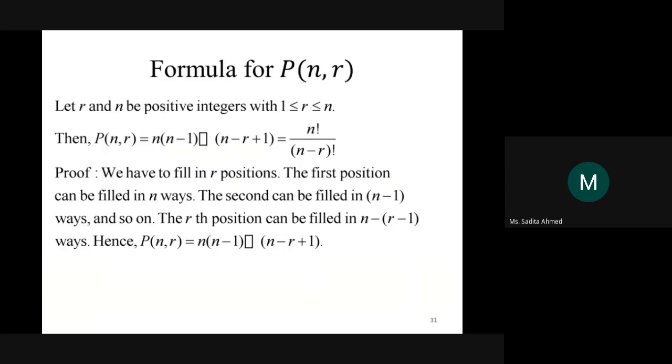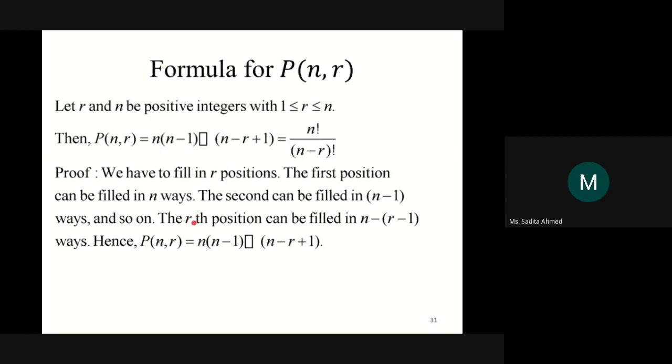When you get to the third position, how many elements have you already selected? 2. So how many options do you have to select the third? N minus 2, exactly. So understand this format, okay? Whenever you choose an element for a certain position, how many options do you have left? N minus the number of elements you have already chosen, right?